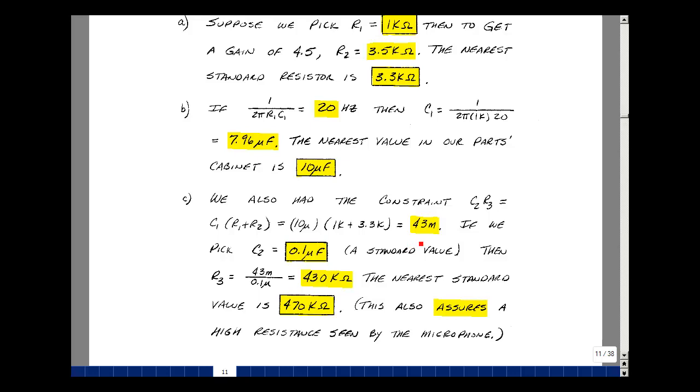If we pick C2 to be 0.1 microfarad, again a standard value in our parts box, then we could solve for R3. It would be 43 times 10 to the minus 3 divided by 0.1 microfarad, and that's 430k. The nearest standard resistor is 470k. This is a factor of 100 times bigger than the biasing resistor we picked for the microphone, which is what we'll see as the frequency increases and we short out the capacitor C2. So we have a high enough input resistance not to load down the microphone circuit.